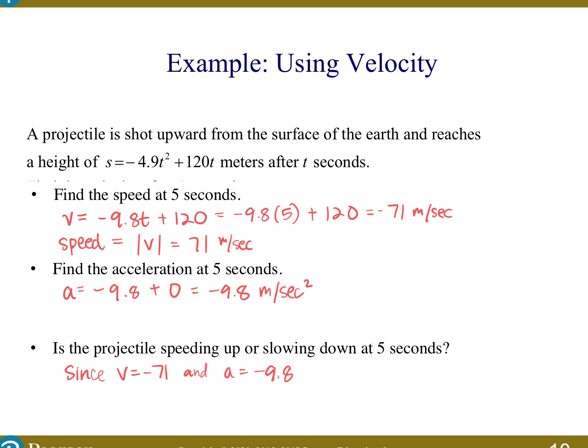Oh, positive 71, thanks. I was just trying to do that from memory from last time. All right, so it's positive, thank you. That changes our answer. So since v is a positive number and a is a negative number, then we can say the projectile is slowing down.